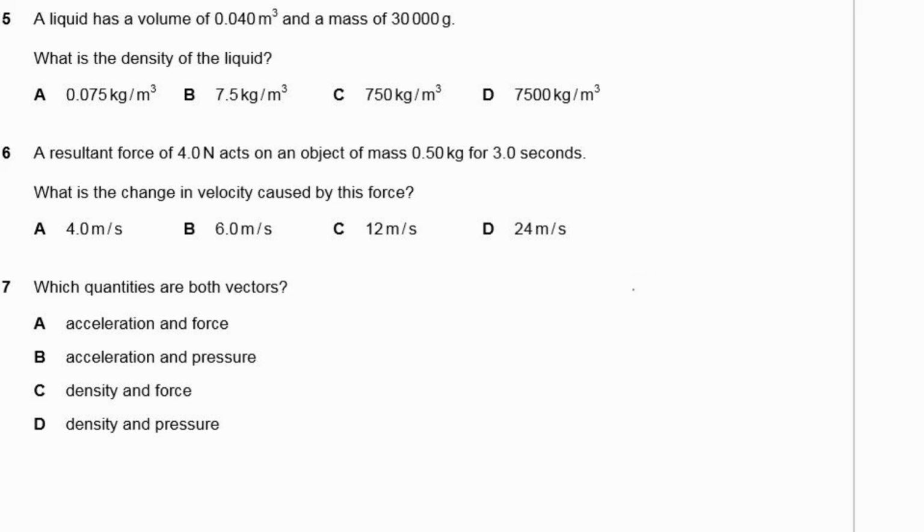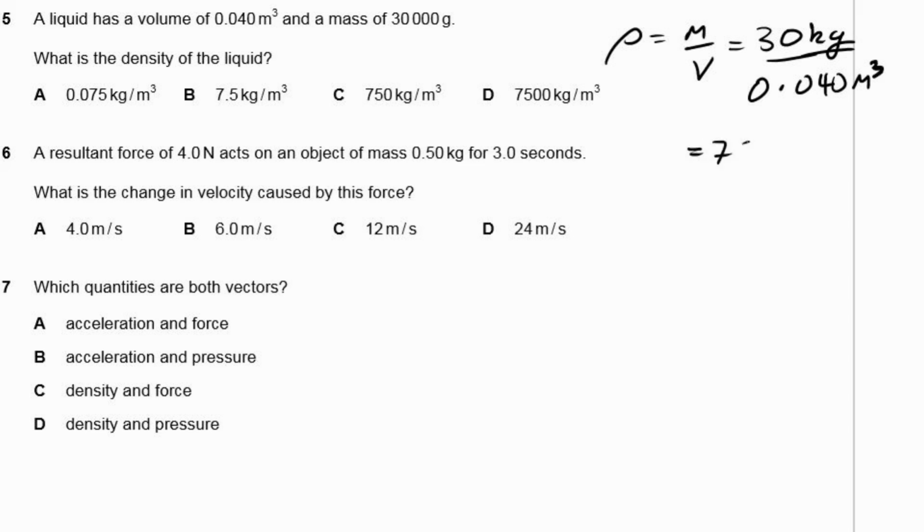Question 5. A liquid has a volume of 0.04 meters cubed and a mass of 30,000 grams. What is the density of the liquid? Alright, well, density is mass divided by volume, which in this case is 30 kilograms divided by 0.040 meters cubed. There we go. That's it, and that will give us a density of 750 kilograms per meter cubed, which is option C.